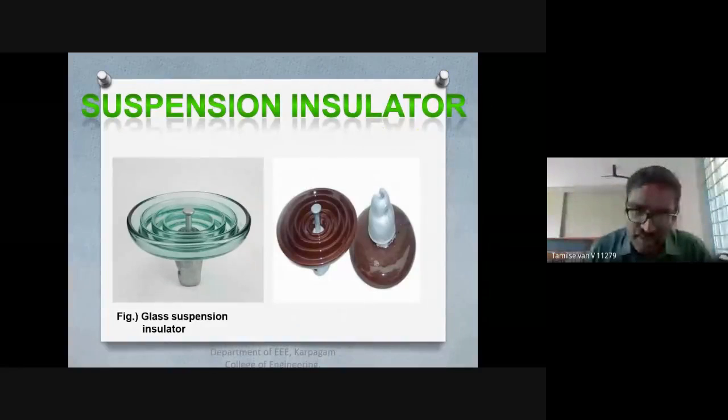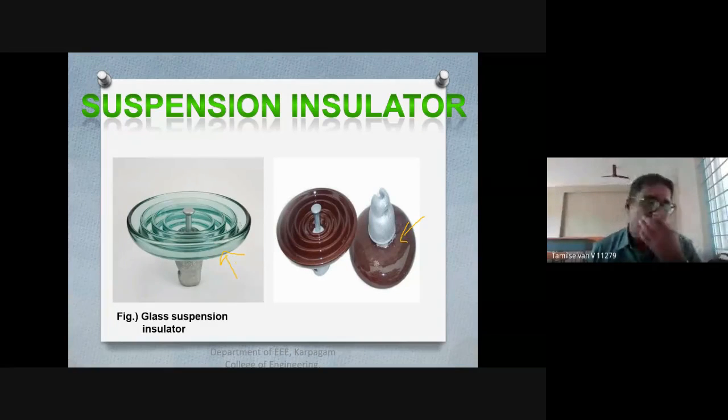So remember these images I am showing here. This is a porcelain material insulator, and this type of image is a glass type of insulator. We use glass material. So we can make glass type insulators as well as porcelain material insulators. These are suspension type insulators.